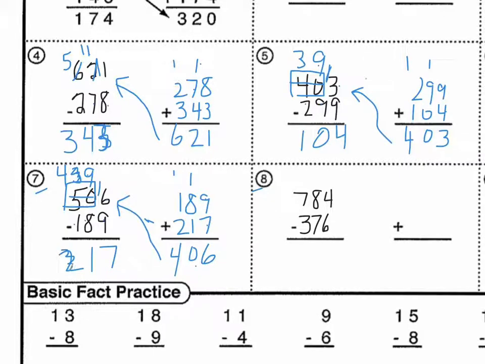So this, instead of being a 3, you should be erasing this if you did this wrong. Make sure you erase your mistakes. Don't scribble on them like I'm doing right now. And then this becomes a 3, and then this becomes a 5.